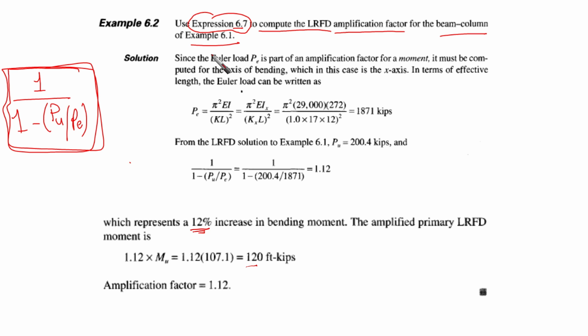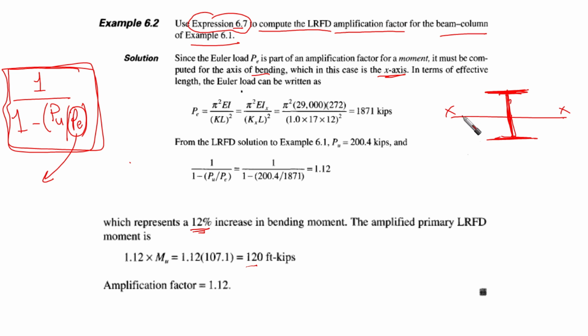Since the Euler load PE is part of an amplification factor for a moment, it must be computed for the axis of bending. So we need to calculate this PE first, which in this case is for the x-axis. So we have this cross section, and if you visit, this is x.